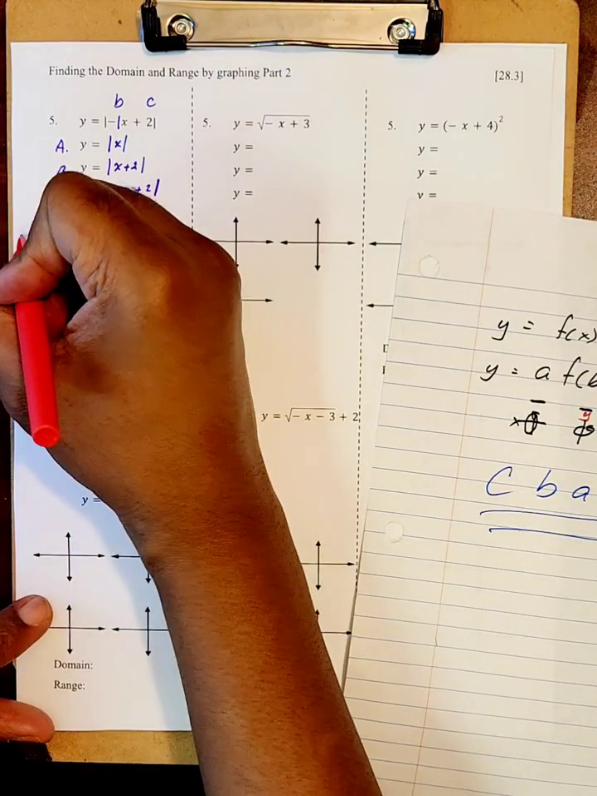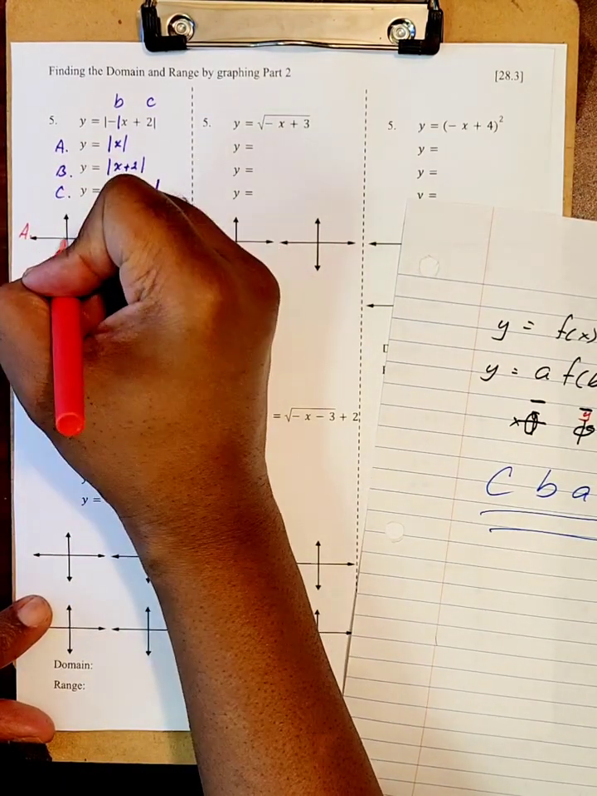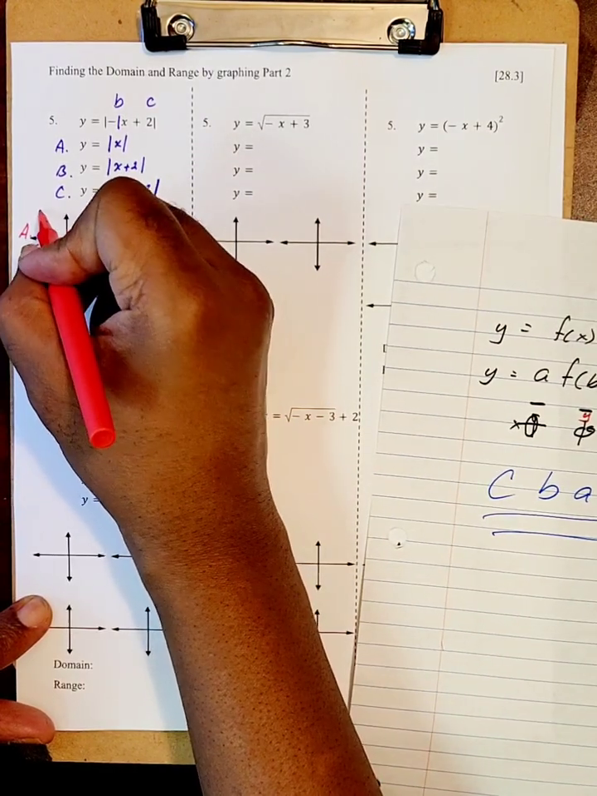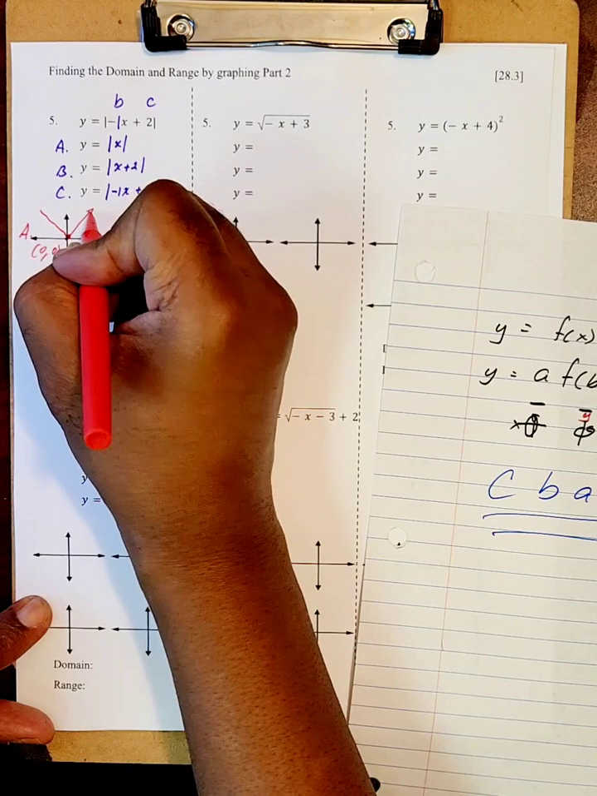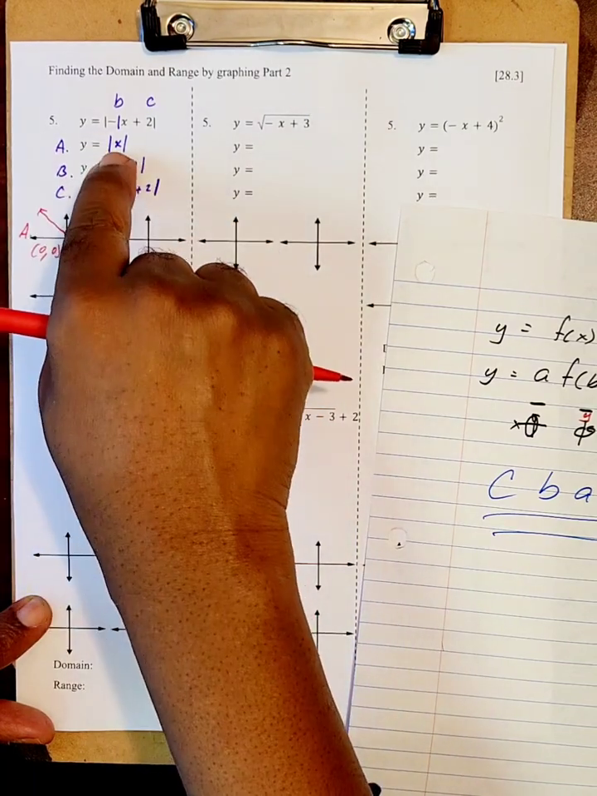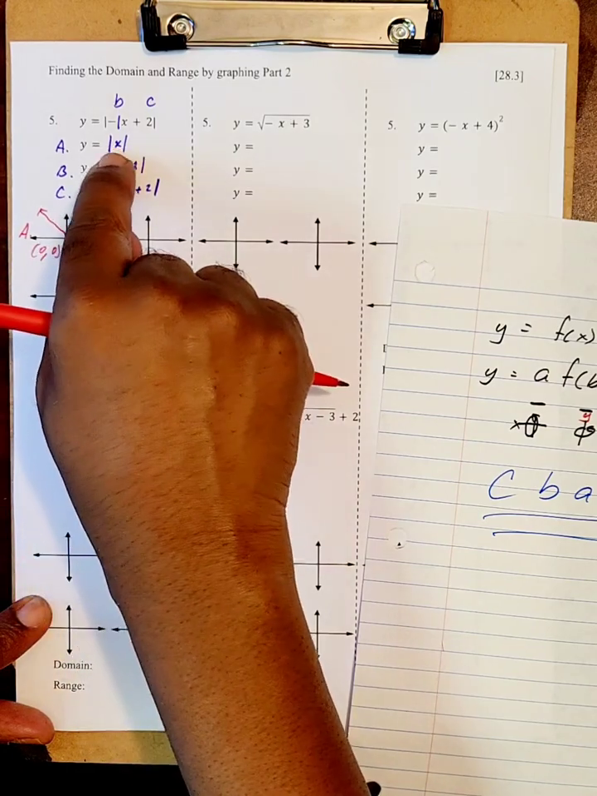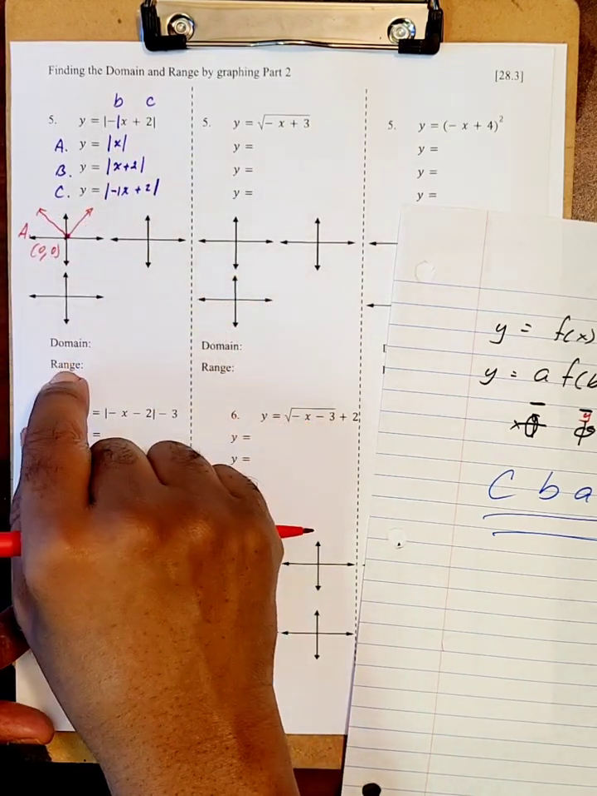Okay, first, graph A, we need the absolute value of X, which has a vertex of 0, 0, and looks like a V shape. Now, these first functions need to be memorized, where they are. This one's at 0, 0, and what they look like. This has the V shape.